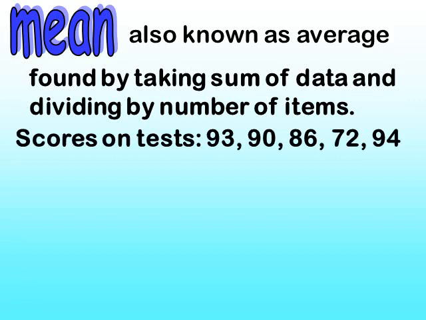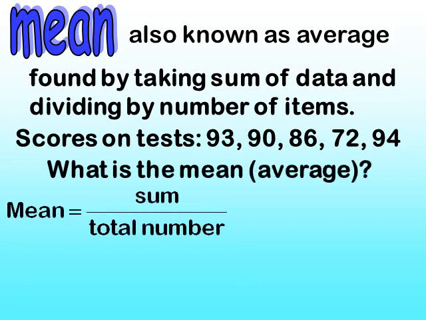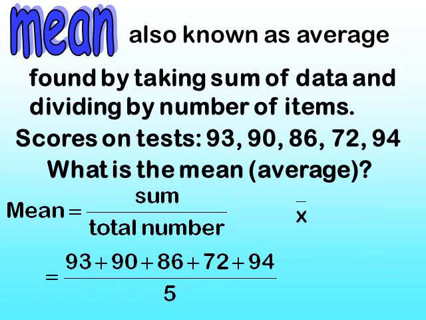For example, if you had scores on a test of 93, 90, 86, 72, and 94, you could find your average by adding all of your test scores together and dividing by how many test scores you have. If you add 93, 90, 87, 72, and 94 and divide by 5 because you have 5 test scores, you will come up with your mean, also denoted as X bar.